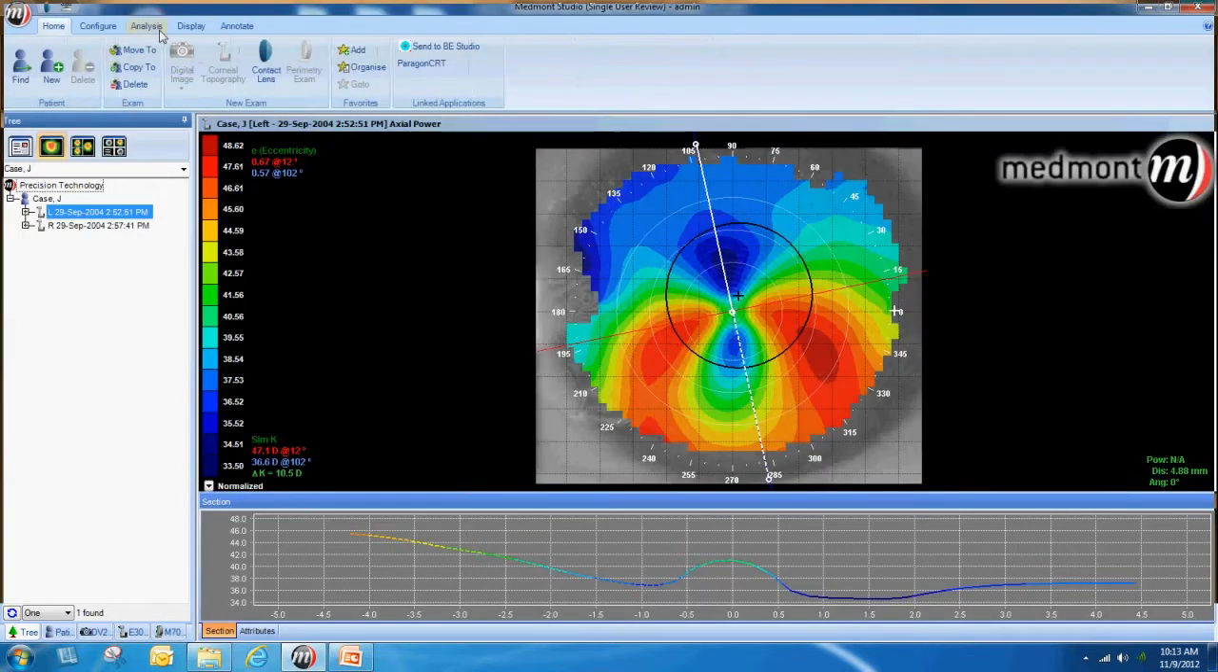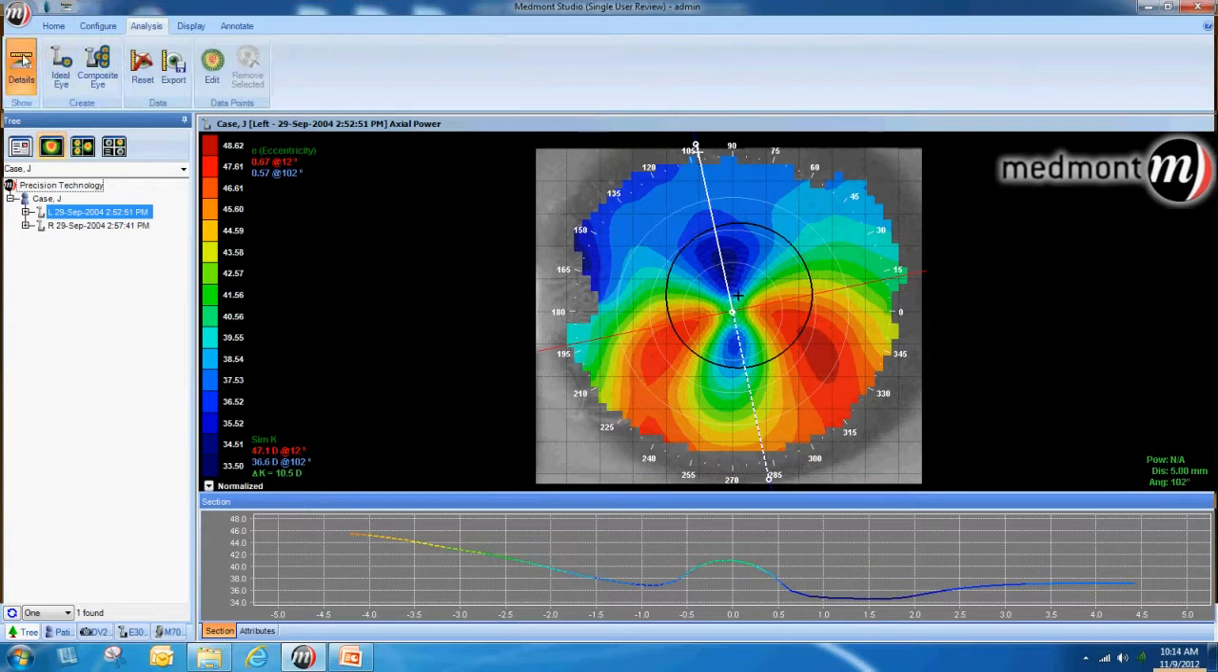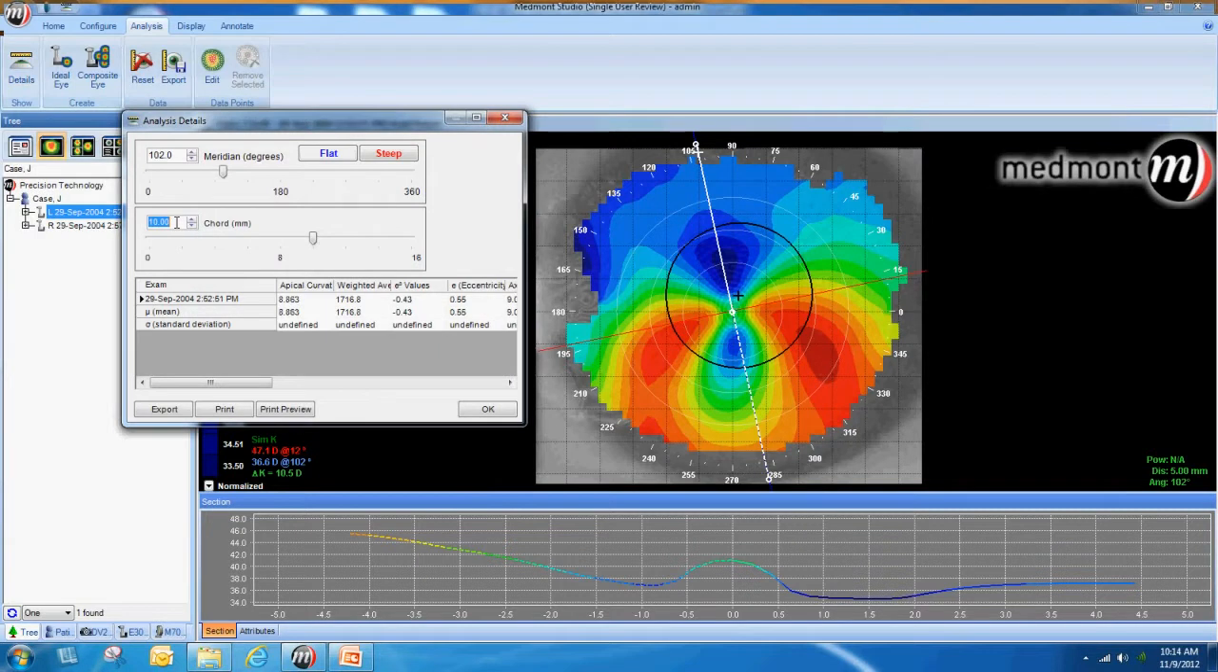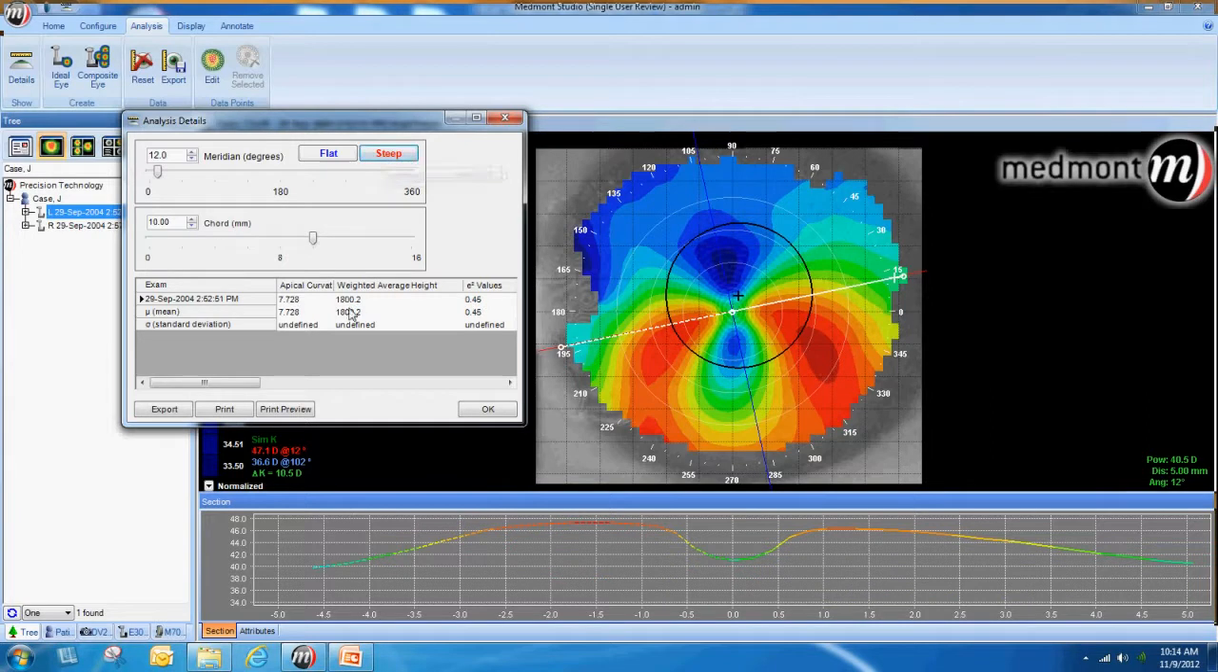We select our map, go to Analysis and Details, set our chord diameter at 10 millimeters to measure 10 millimeters across the eye. We click on the flat button and observe the weighted average height, the sagittal depth of the eye. And across the flat meridian, the vertical meridian, the eye measures 1716 microns. We might click on the steep meridian to determine the highest axis of depth on this eye, and this works out to be 1800 microns across the horizontal or steep meridian of this eye.